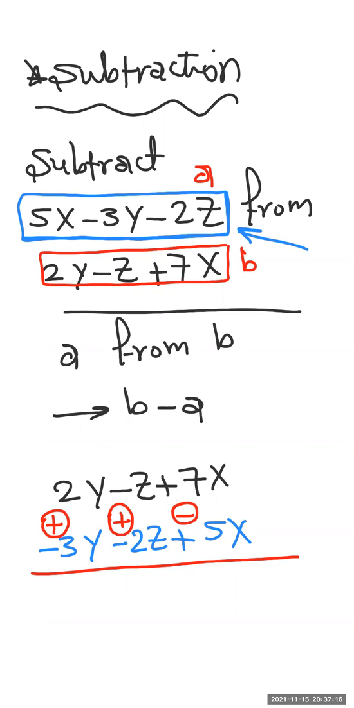Now, 2y plus 3y, ignore this minus, so 2y plus 3y means 5y. Negative z plus 2z is plus z. 7x minus 5x is 2x. So I'm using these signs and ignoring the original ones totally. So use the new signs.